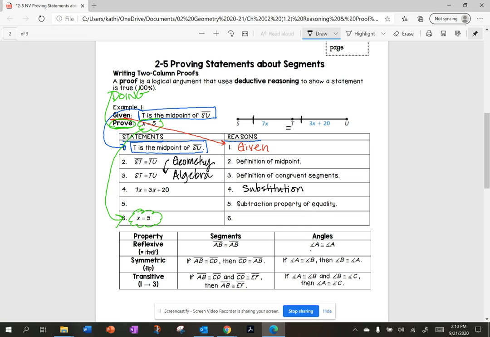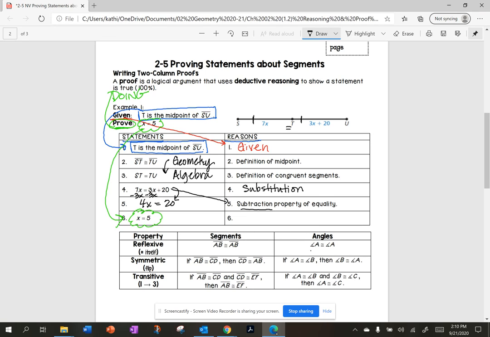Next, I am looking at what am I going to do to solve for the variable. So I'm going to subtract 3x from both sides. And whatever I'm doing to go from here to here is what I write in the next box. So this is my subtraction property of equality. So subtracting, I have 4x equals 20.